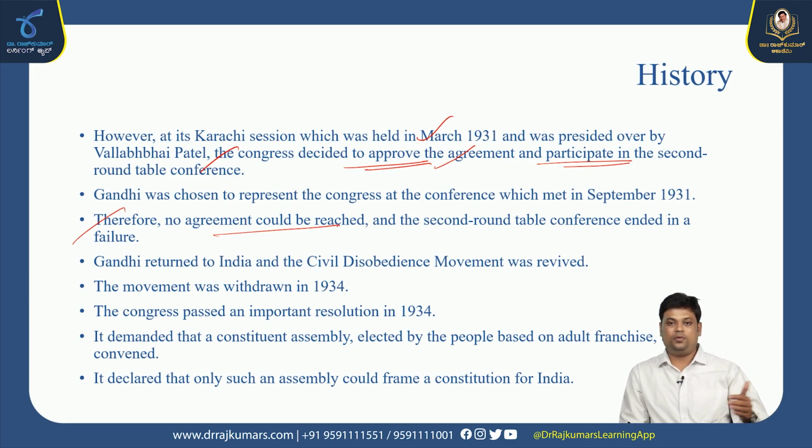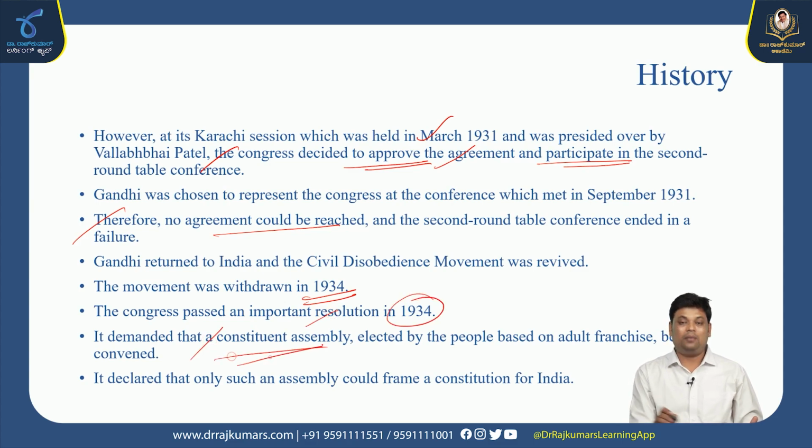Finally, the movement was withdrawn in 1934 and the Congress passed a resolution. It demanded the setting up of a Constituent Assembly for the purpose of framing a constitution for our nation. It declared that only such an assembly could frame a constitution for India.